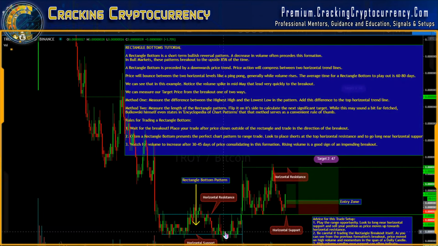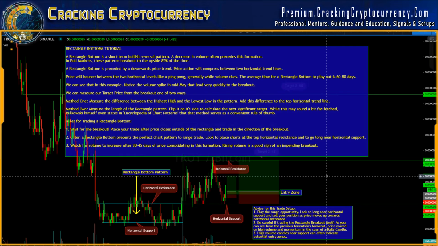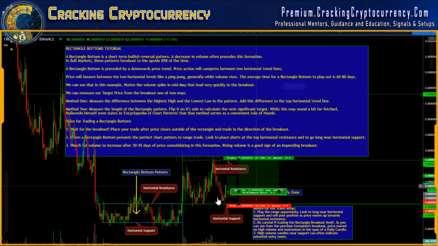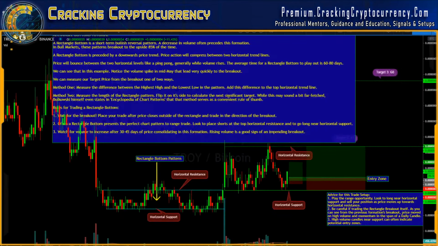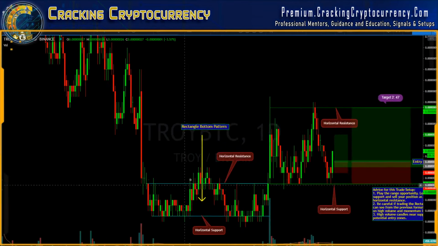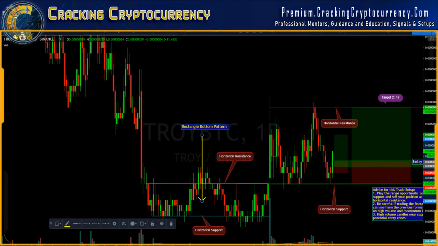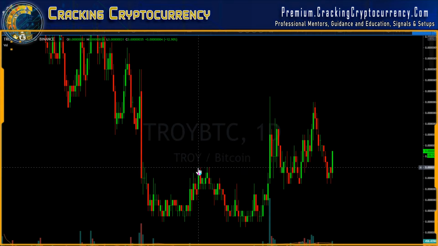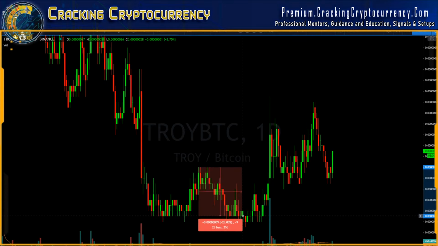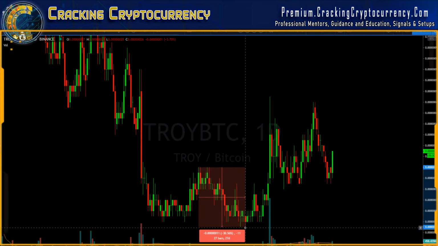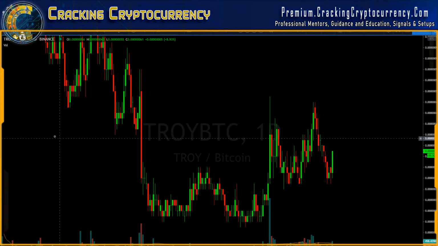But anyways, let's talk about the rectangle pattern here. We can measure our profit target one of two ways. The first way is the same way that we would measure our profit target for the symmetrical triangle, which is we identify the highest high in the rectangle bottom pattern. And that is going to be actually right here. That's going to be 36 sats. And then we identify the lowest low. That is going to be 25 sats. That is a difference of 11 sats.